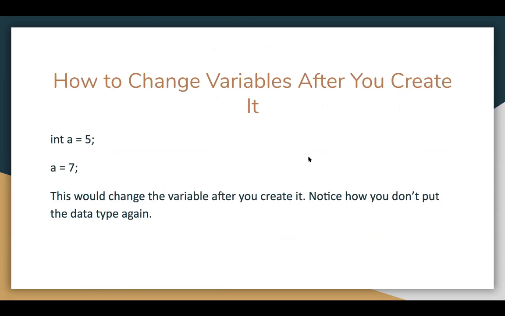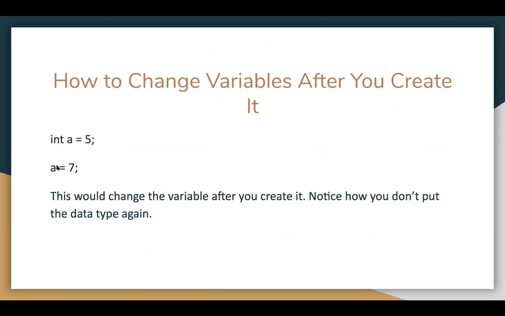I mentioned changing variables after you create them, mainly changing the value. And what a surprise, I did the same example. So int a equals 5, the original one. How you would change it is you would write the variable name equals whatever new value you want. Just notice here that I didn't include the data type again.